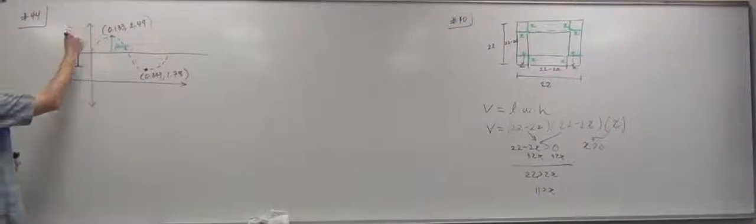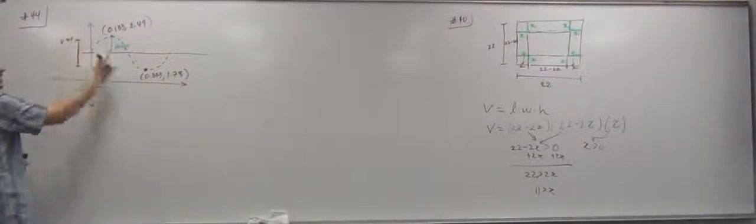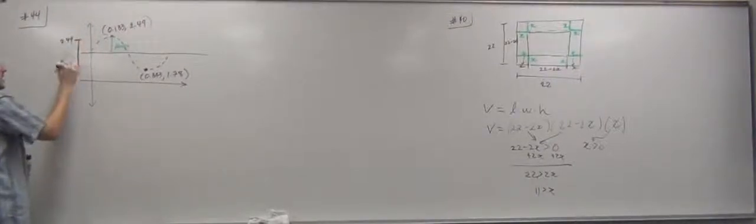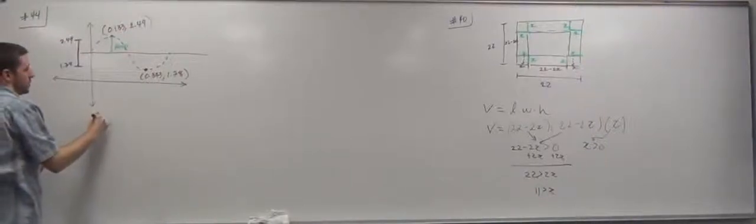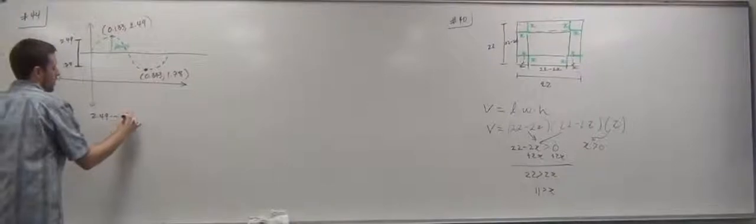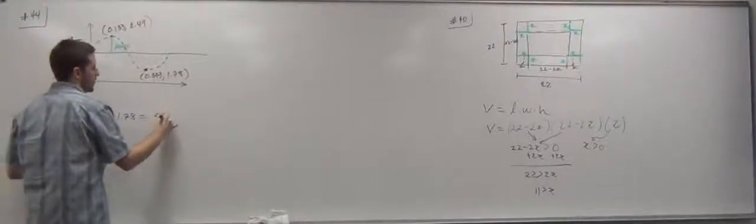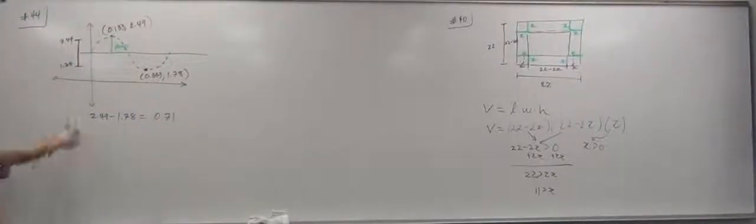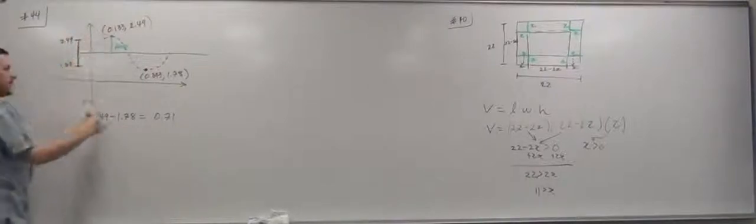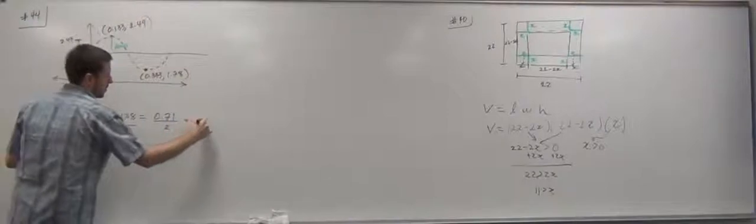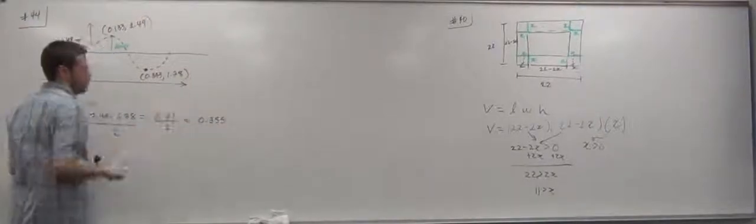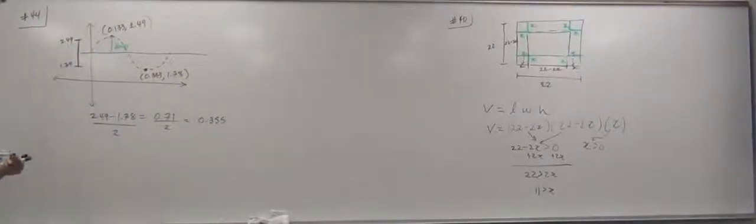So this guy's bouncing between 2.49 and 1.78. Subtract those, that gives you 0.71, but you actually have to cut that in half if you want the amplitude, which gives you 0.35.